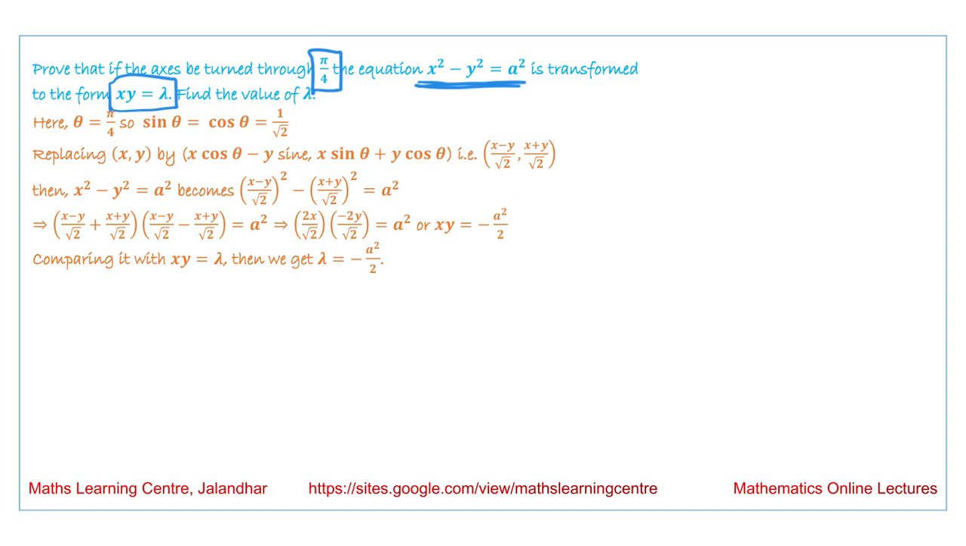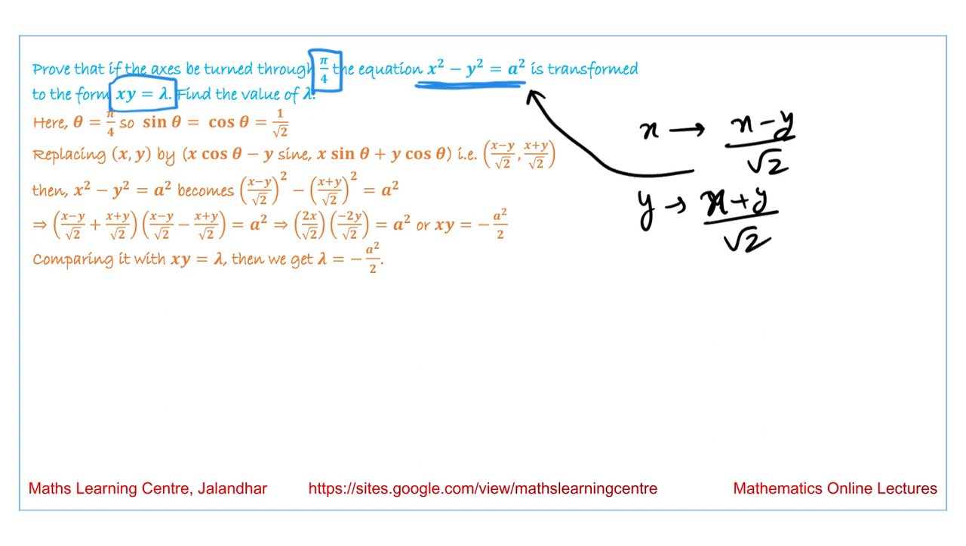Find the value of lambda. We have to calculate the value of lambda. So, again the transformations we have: x is replaced by (x minus y) by root 2, and y is replaced by (x plus y) by square root 2. If we substitute these values in this equation, it will become (x minus y) square minus (x plus y) square, which is equal to 2 times a square.